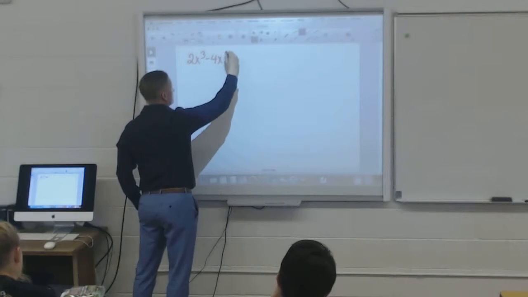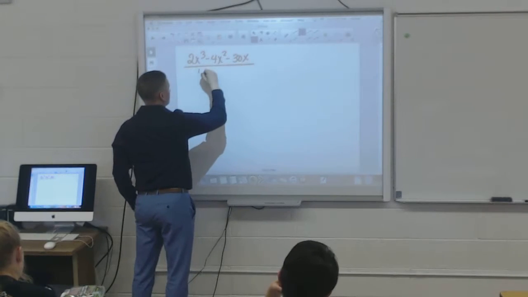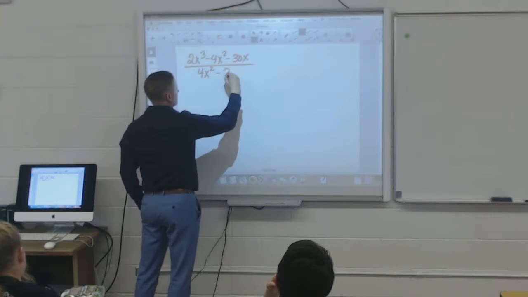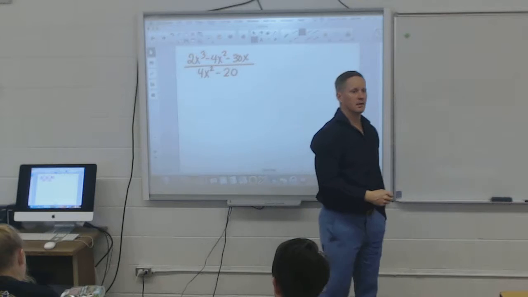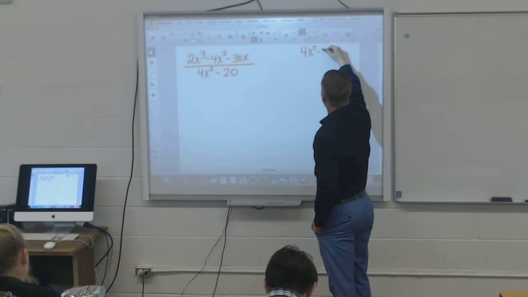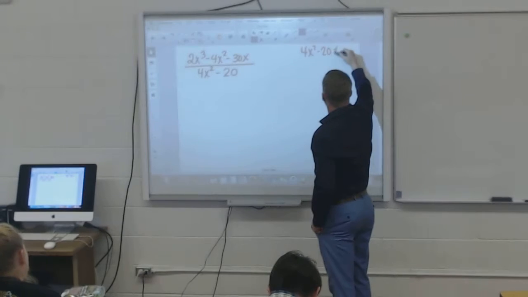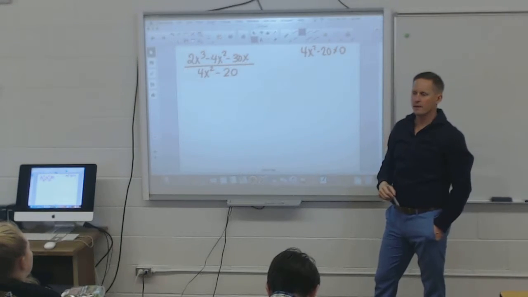Minus 4 over 4x squared minus 1. Okay, so first things first, what are we doing? Restrictions. So 4x squared minus 20 can equal 0, right? What do I do?